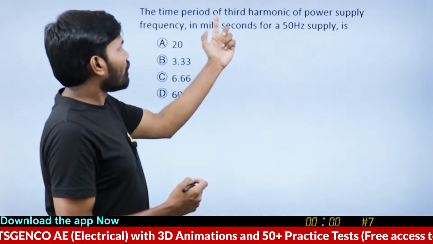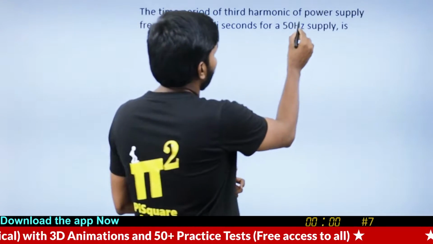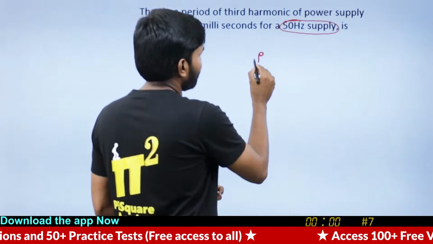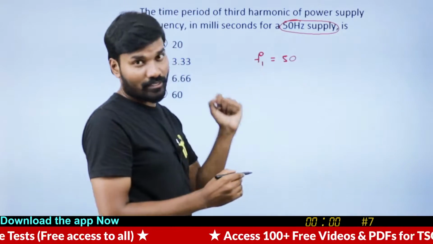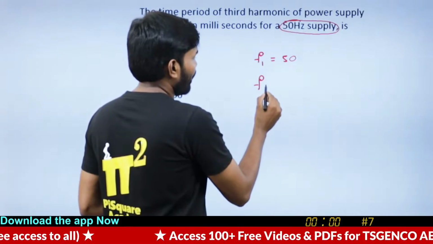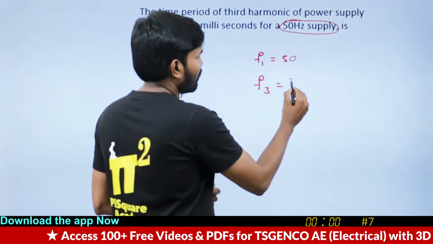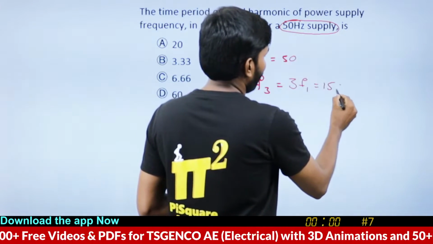It is said third harmonic. So the fundamental is 50 hertz. So F1 is equal to 50 hertz, where 1 stands for fundamental. So F3 is simply the third harmonic, which is 3 times F1, which is 150 hertz.